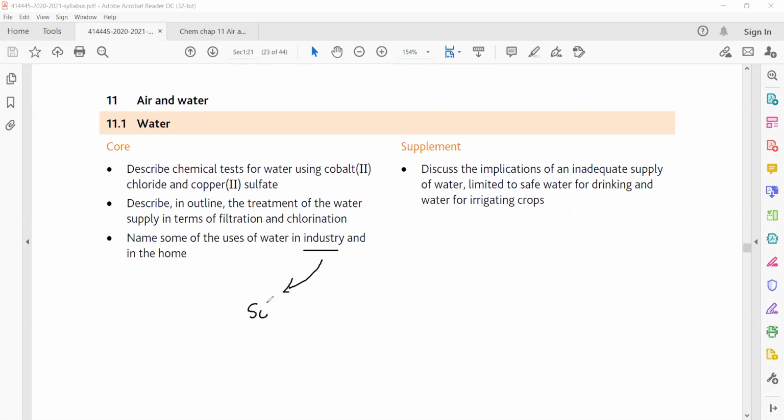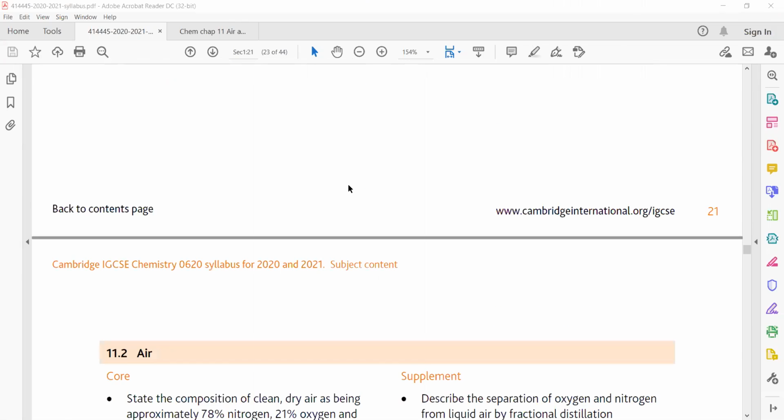In industry, we use water as a solvent as well as a coolant to cool down. In the home, we are using water for drinking as well as for washing.